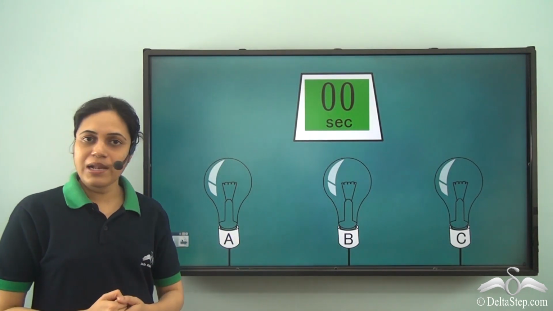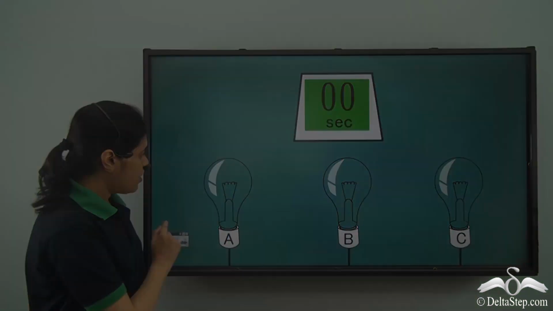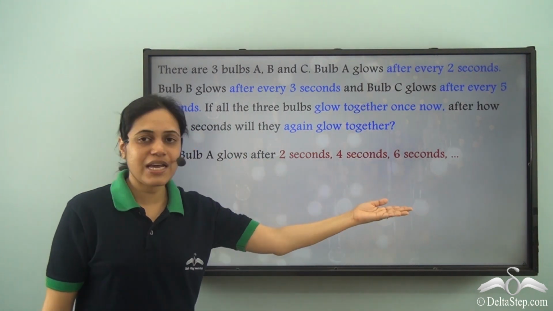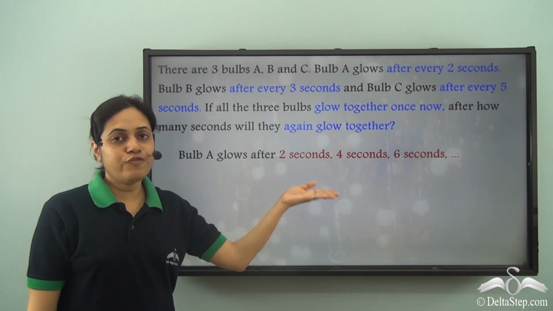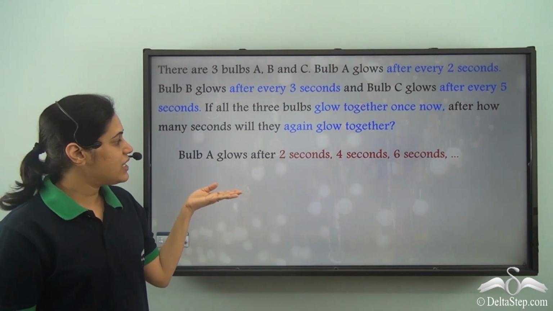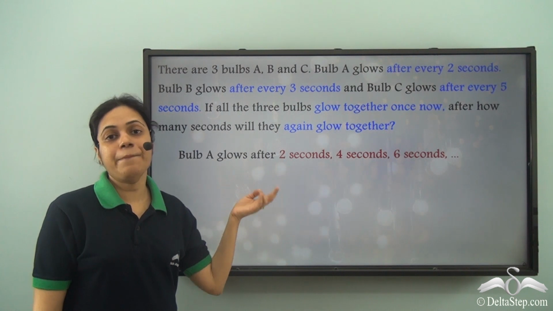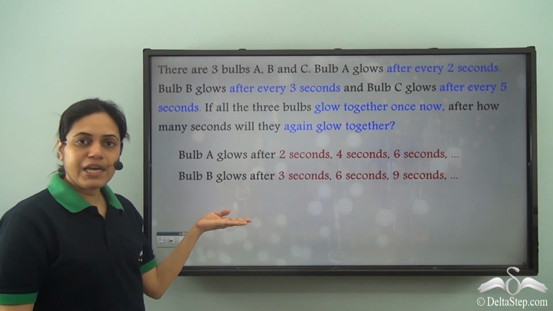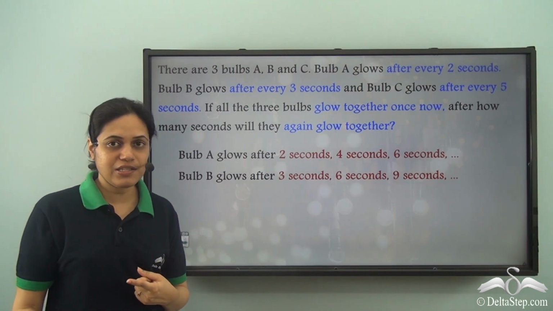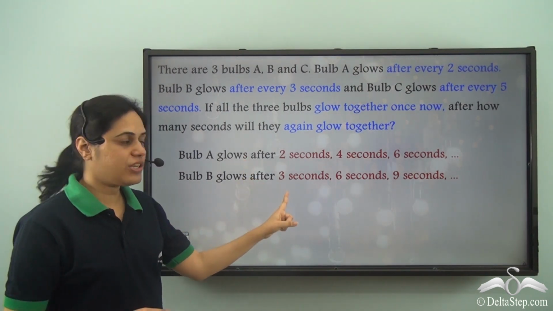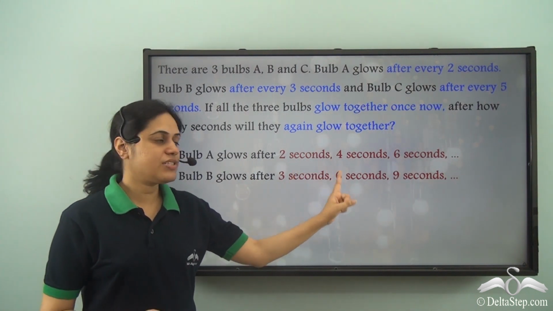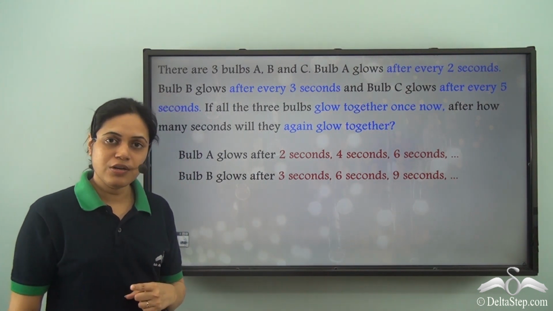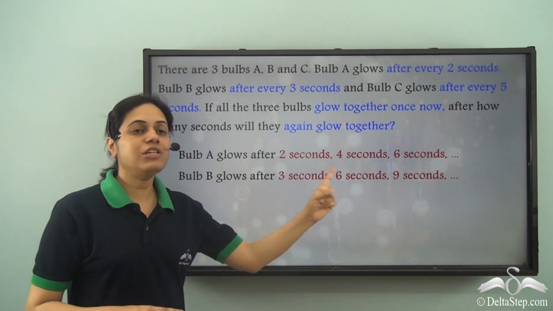So these are our three bulbs. Bulb A glows after 2 seconds, 4 seconds, 6 seconds and so on. 2, 4, 6, 8. So we see that bulb A glows in multiples of 2. Similarly, bulb B glows after every 3 seconds. That is, it will glow after 3 seconds from now, then after 6 seconds from now, then after 9 seconds from now and so on. So it will glow in multiples of 3.